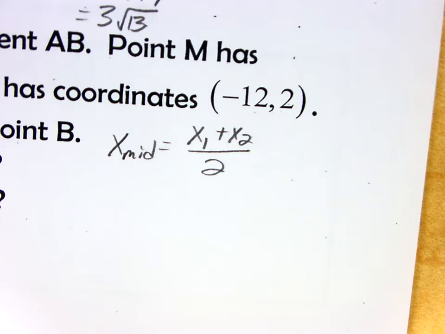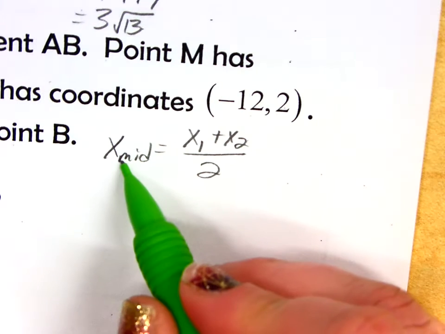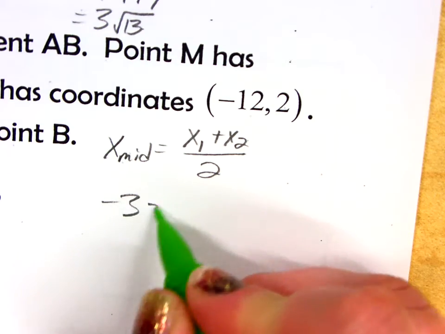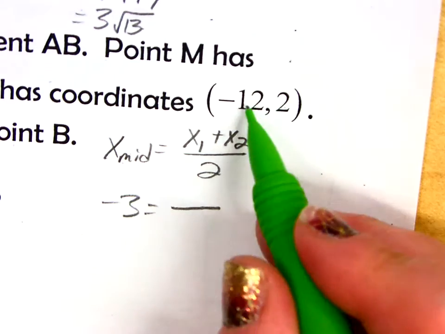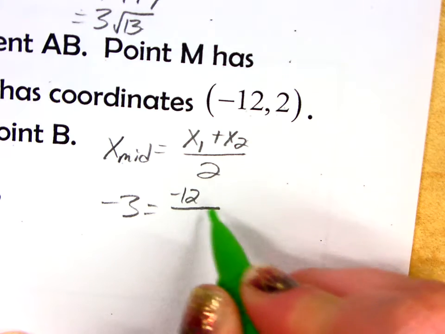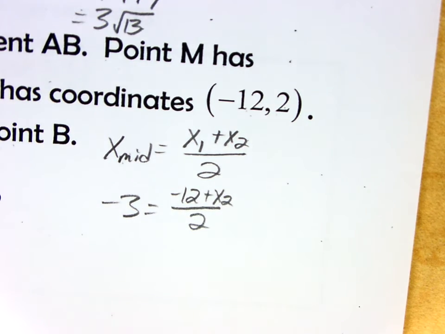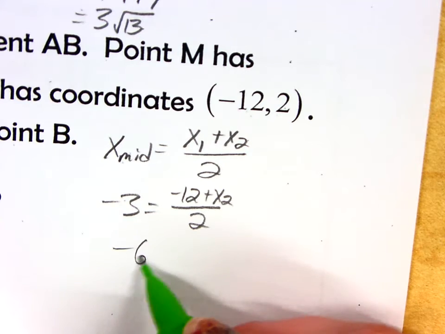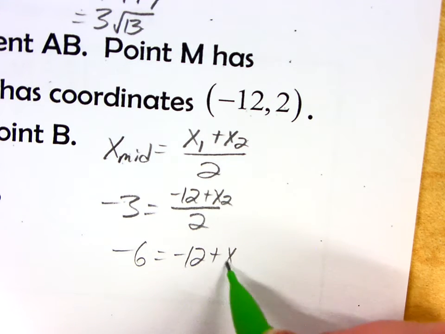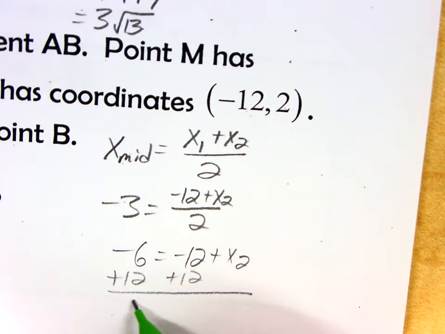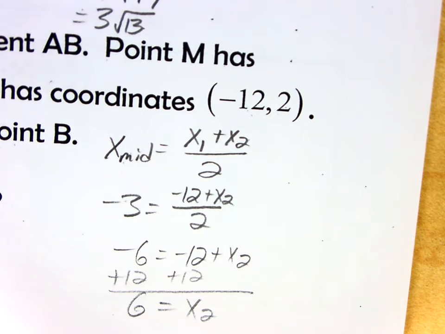You can fill in all these pieces and solve for what you're missing. I just so happen to know the x-coordinate of my midpoint. It's negative 3. I know what the x-coordinate of my first point is. It's negative 12. It's the second coordinate I don't know. But now I have an equation with only one variable. I could totally solve for it, right? Multiply both sides by 2. And add that 12 over. So it looks like my x-coordinate is 6.